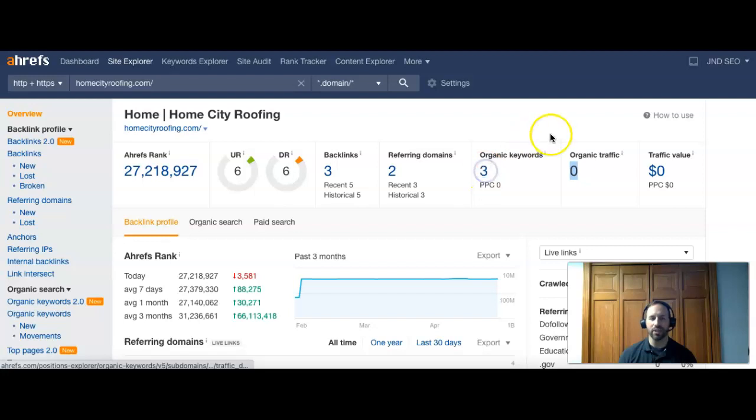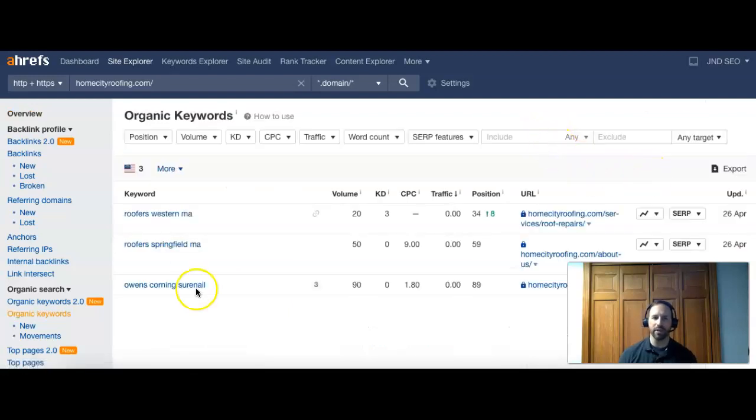So we can actually take a look at the three keywords that you guys are being found for, and we can see what's going on. Why are you not bringing in visitors from there, right? So right off the bat, we got Roofers Western MA. Now this one, there's 20 people that search this every month. Our problem with this is that you guys are ranked number 34.